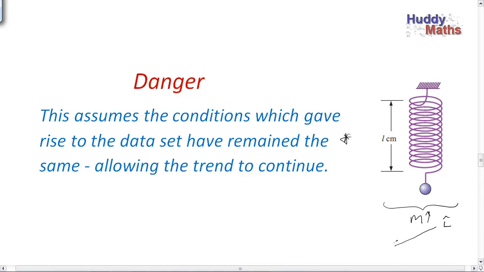And what about going down? If we had small weights, they might not be heavy enough to extend the length of the spring in the same way.